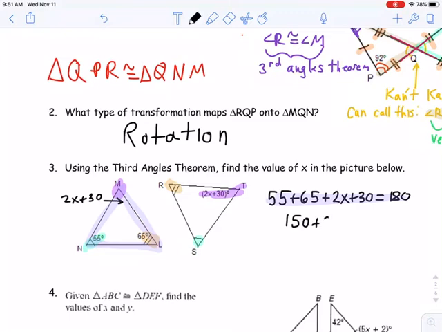So a bunch of math occurs. I'm going to get 150 plus 2x equals 180. I'm going to get 2x equals 30. I'm going to get x equals 15. All right, that's it. I just applied the third angles theorem, did a little algebra. So cool.